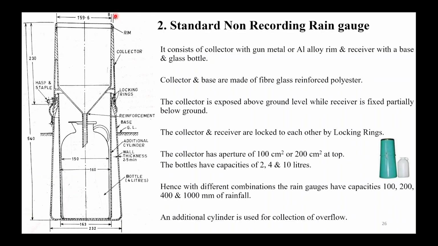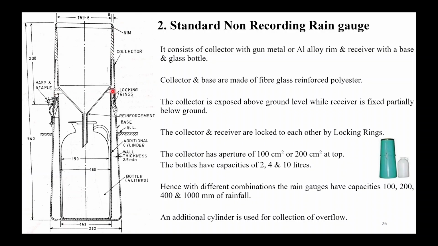Okay. So again, for the standard non-recording, there is a collector, a base. They are made, only the material has been changed here. That is one difference, that they are now made of fiberglass reinforced polyester. Another difference compared to the Simon's gauge is the glass bottle is made of plastic here. It is not made of glass, and the funnel is quite deep seated. Like, it is not so shallow, it is deep.